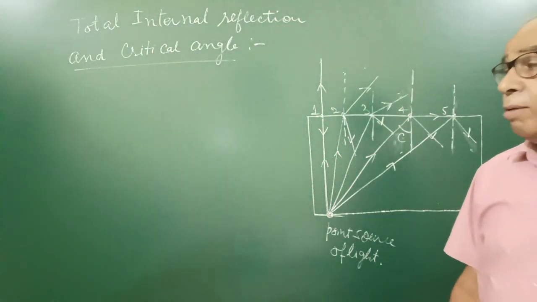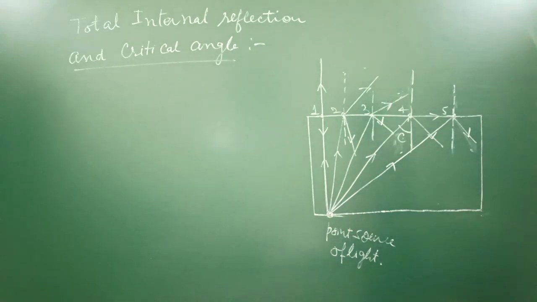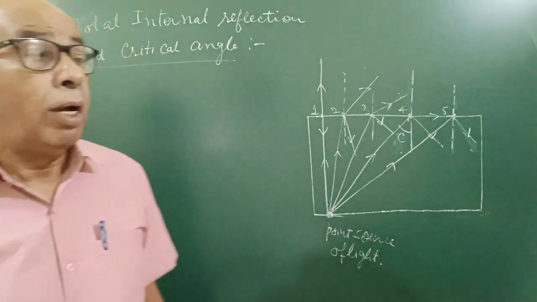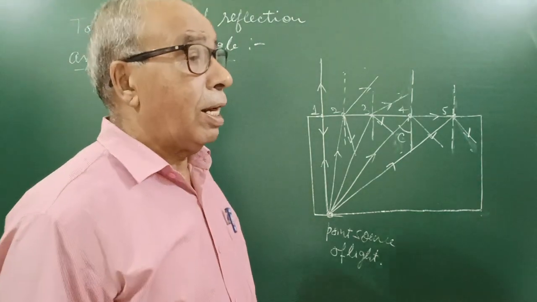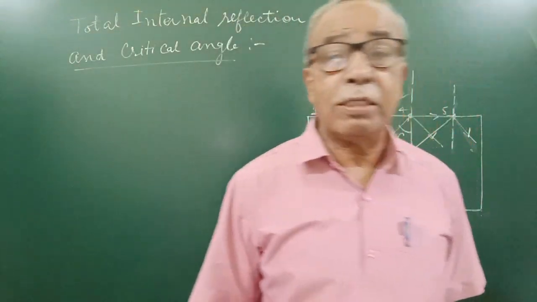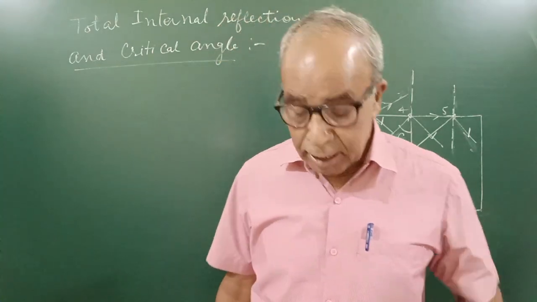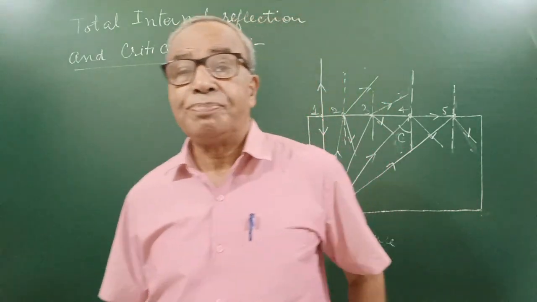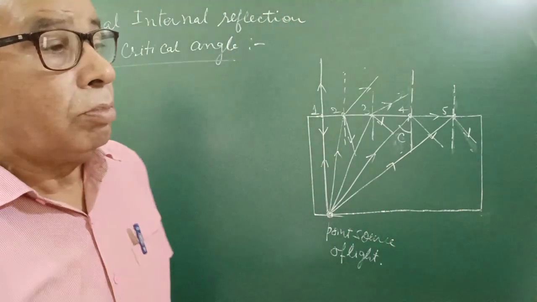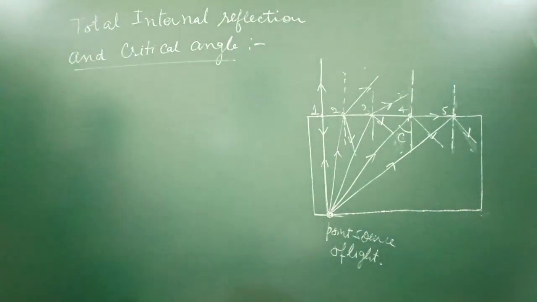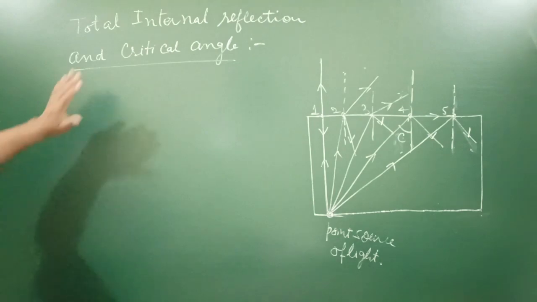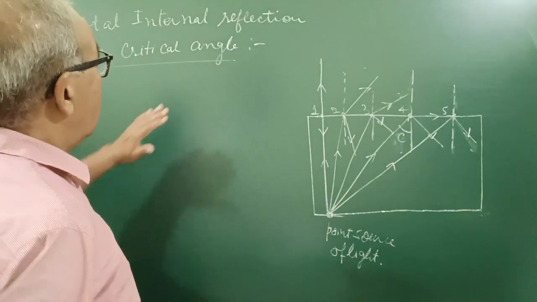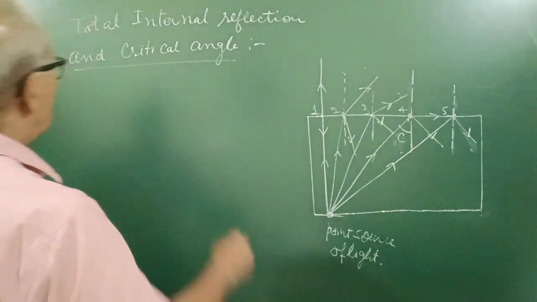Till now I have told you about refraction of light and Snell's law. We learned there that when light goes from a rarer to a denser medium, it bends towards the normal, and when it goes from a denser to a rarer medium, it bends away from the normal. So based on this fact, we now take up the terms total internal reflection and critical angle.